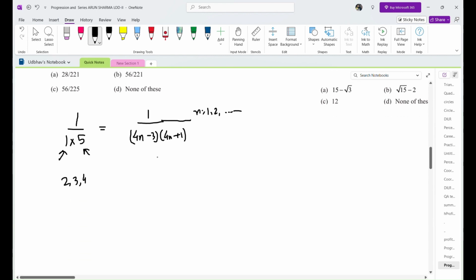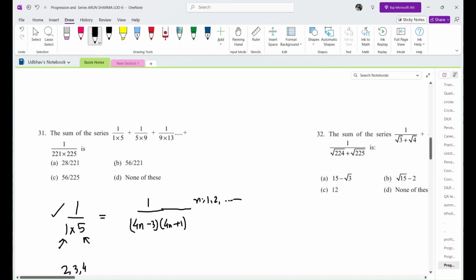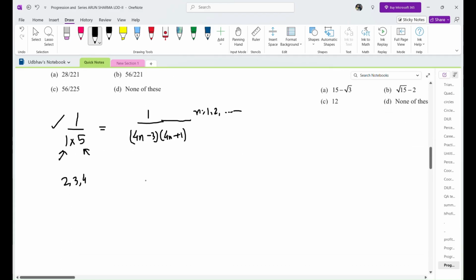First let's check whether this is correct or not, because when we put 1 here we'll get 4 into 1 minus 3, 1, and 4 into 1 plus 1 is 5. So we will get this term. So this is correct for this. What is the next term? For n equals 2, 5 into 9. We should get 5 into 9. 1 upon 4 into 2, 8 minus 3, 5.